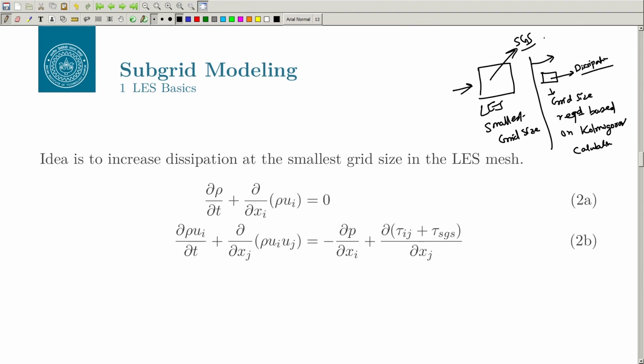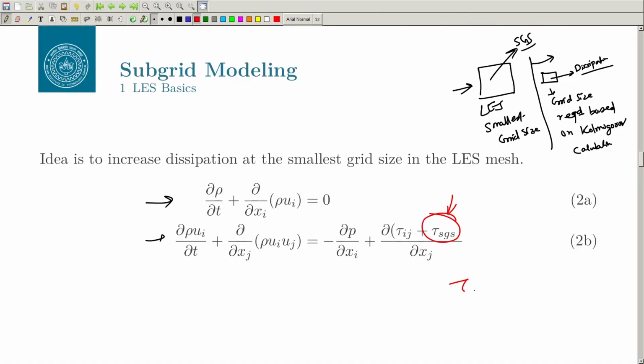So, we can borrow the idea from the RANS setup. The only difference is that now we do not have the bar here that used to happen in the RANS calculation. This is our Navier-Stokes equation, but we add a new quantity here, which is your tau SGS. This is the same equation that you are going to get if you go through the proper mathematics of filtering the Navier-Stokes equation, and you will arrive at this quantity called tau SGS. This tau SGS is called the subgrid stress.